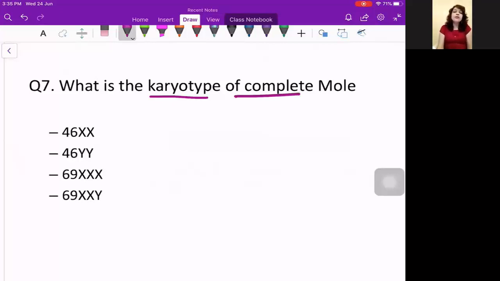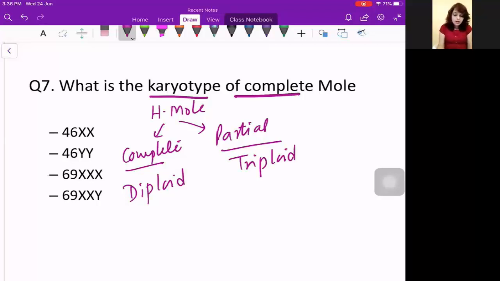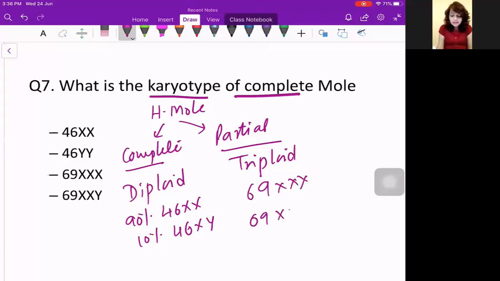This is again a very favorite question. Many times in the AIIMS PG, NEET PG, FMG exam, this question has been asked. And always remember that H mole is of two types, that is complete mole or partial mole. Complete mole is diploid and partial mole is triploid. Complete mole, 90% cases, it is 46XX, 10% cases, it is 46XY, and partial mole is triploid, 69XXX or 69XYY or XXY, whatever it may be. Okay, so that is all. So again, I think it is a very straight question from the H-mole topic.